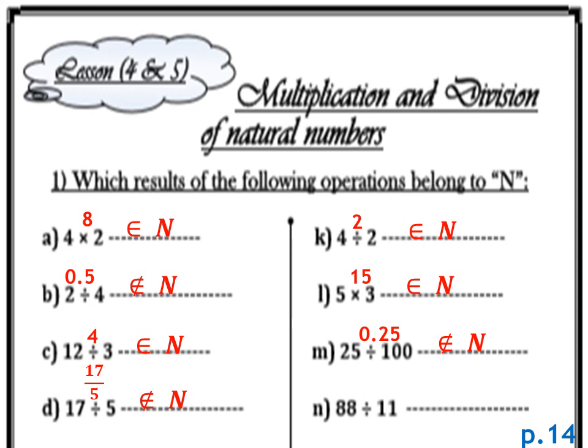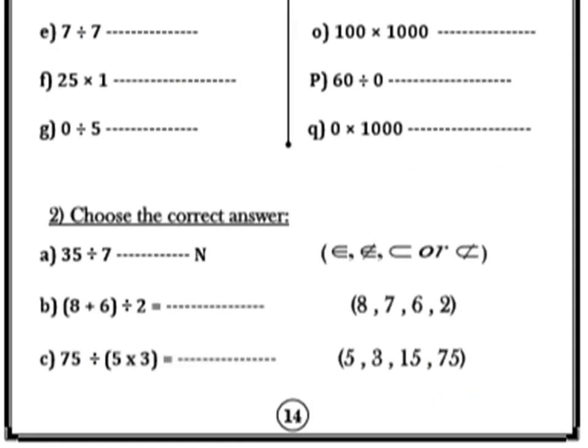In letter N, 88 divided by 11, it will be 8. So here 8 belongs to n. In letter E, 7 divided by 7 equals 1, and 1 belongs to n. In letter F, 25 times 1 equals 25, and 25 belongs to n. In letter G, 0 divided by 5 equals 0, and 0 belongs to n.